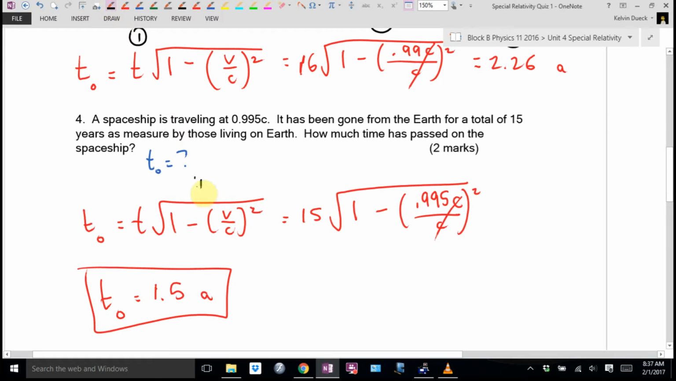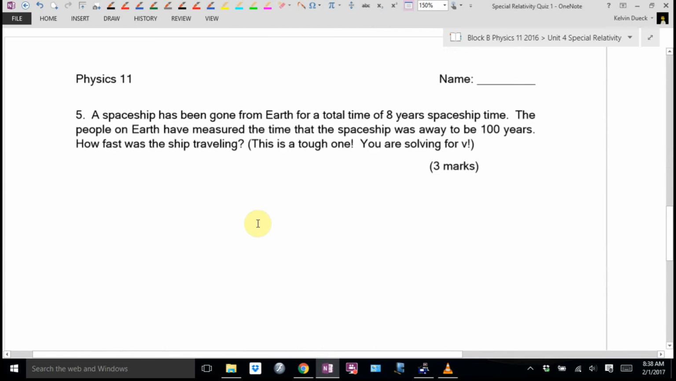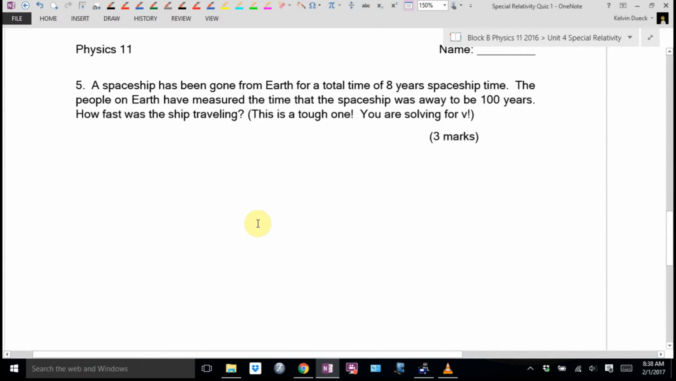Again, 1 mark, half mark, turn the page. Three marks. Why 3 marks? Well, you're solving for v. Although, no, wait a minute. I think I'd let you write v, the equation. Oh, I'm going to try and do this in my head. Let's see if I can.